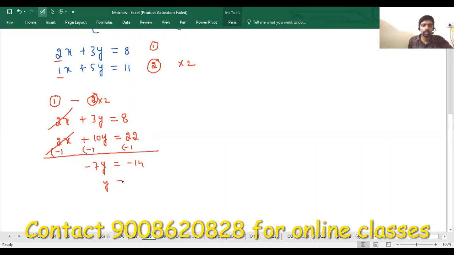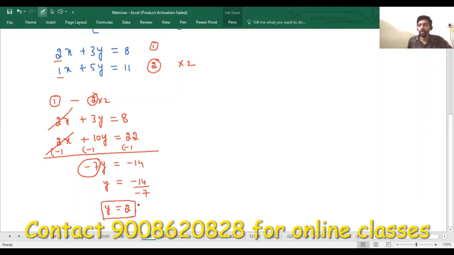Guys, 3y minus 10y. 3y minus 10y is minus 7y. 3 minus 10, so here the bigger number is 10, correct? And 10 got negative sign. So 3y minus 10y is minus 7y. And that is equals to 8 minus 22. So guys, how much is 8 minus 22? 8 minus 22 is minus 14. Therefore, this is minus 7 into y. So now shift this minus 7 to other side. If it goes to other side, it becomes division, right? So minus 14 divided by minus 7. Minus minus will get cancelled. So the value of y will be 2, correct? 7 2s are 14, correct?